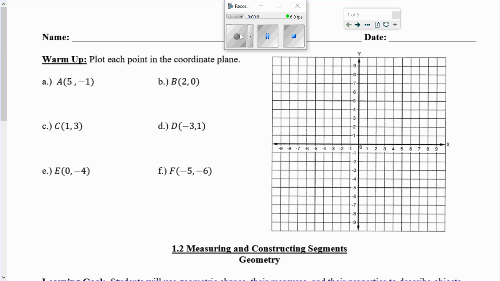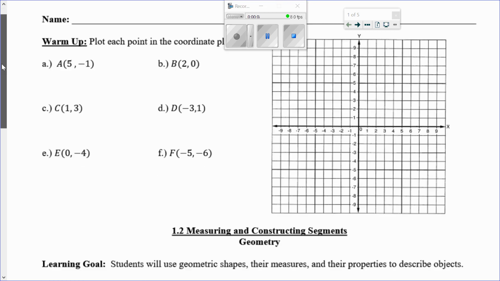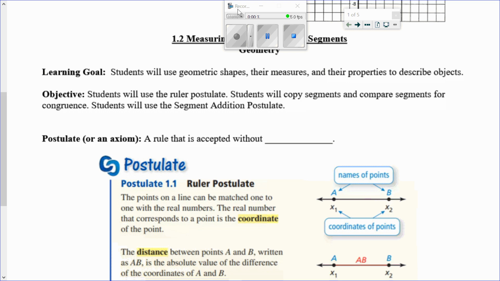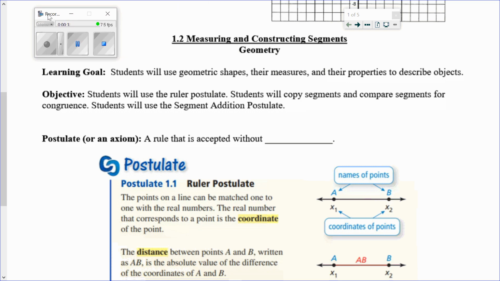Alright, hello class. Today we are going to be doing 1.2, measuring and constructing segments. We're going to skip the warm-up for today just to get to the lesson. I want to make it a little bit shorter than the other one. Today students will be using the ruler postulate. We will be copying segments and comparing segments for congruence, and we will also use the segment addition postulate.